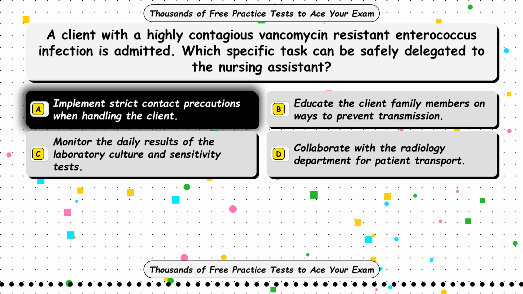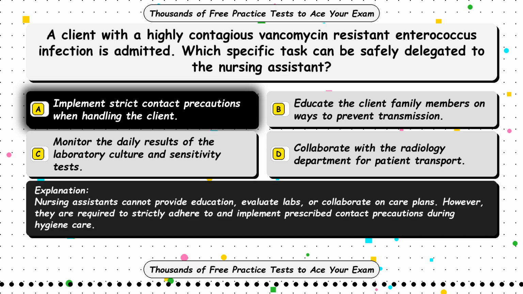The correct answer is option A. Implement strict contact precautions when handling the client. Nursing assistants cannot provide education, evaluate labs, or collaborate on care plans. However, they are required to strictly adhere to and implement prescribed contact precautions during hygiene care.